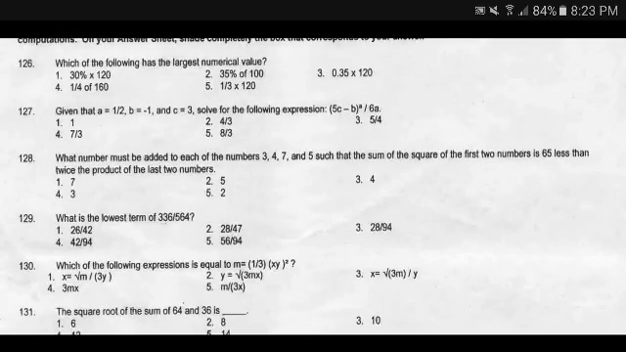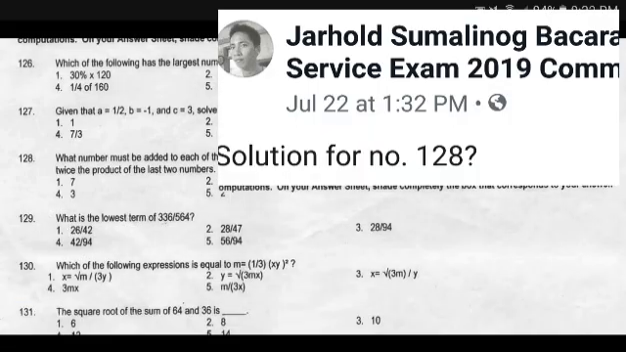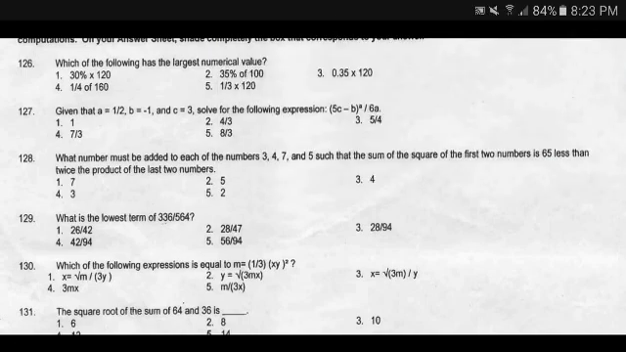Now, let's answer galing sa mga random post ng mga members. Post ni Sir Jarhold Sumalinog Bakara. Hindi ko alam kung civil service na math reviewer ito or sa LET na reviewer, at hindi ko alam kung ano ang tamang sagot nito. Pero, I'm going to show you kung paano ito isolve lahat.